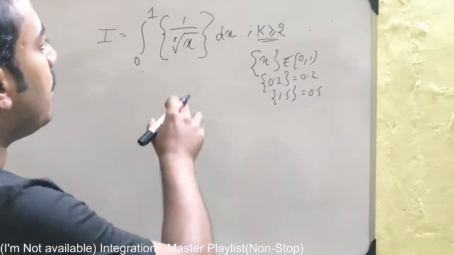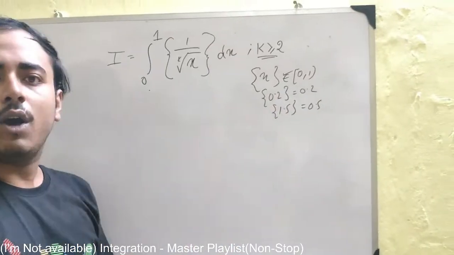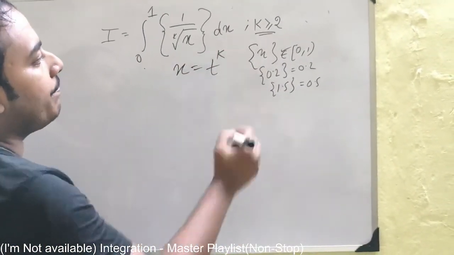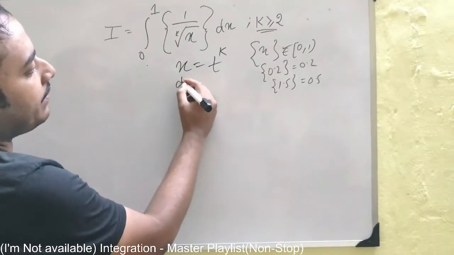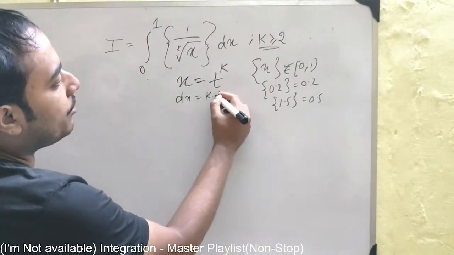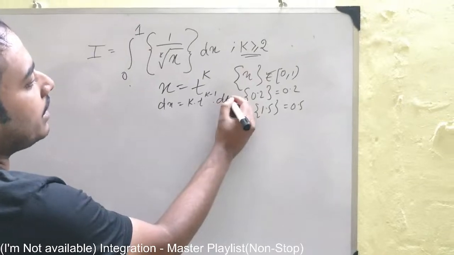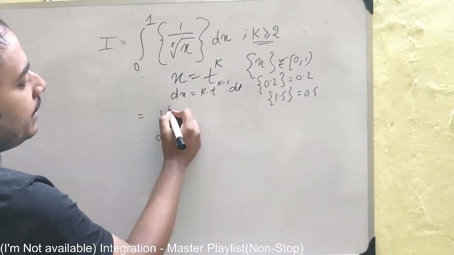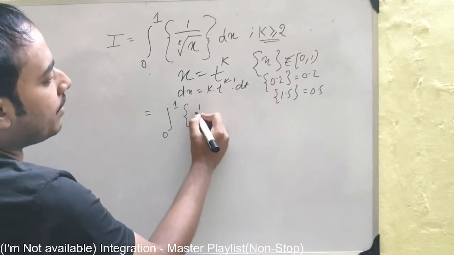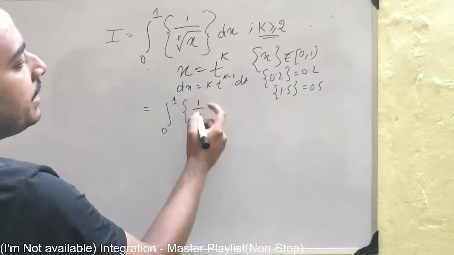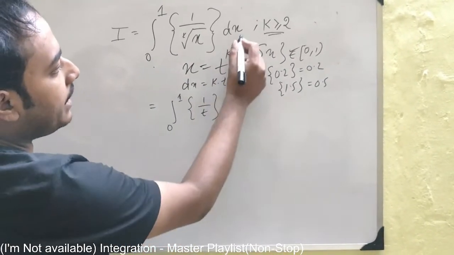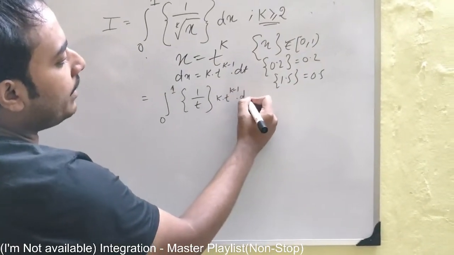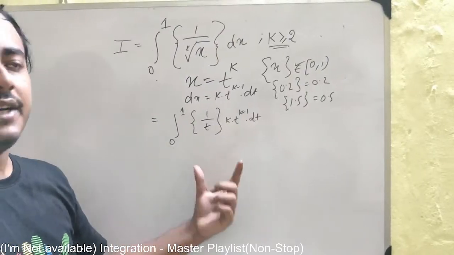Okay. Now, how do we do this? We will begin with the obvious substitution, x equals t to the power k. With this substitution in hand, we can write dx equals k into t to the power k minus 1 dt. Notice that the limits remain 0 to 1. So our integral basically becomes 0 to 1 fractional part of 1 upon, now since kth root of x is t, this simply becomes 1 by t, and dx becomes k into t to the power k minus 1 into dt. This much is done, right?